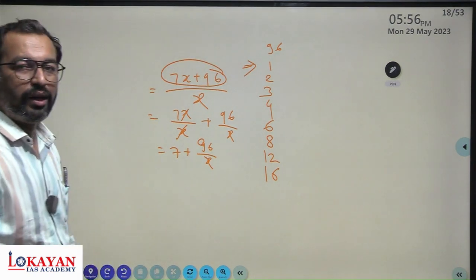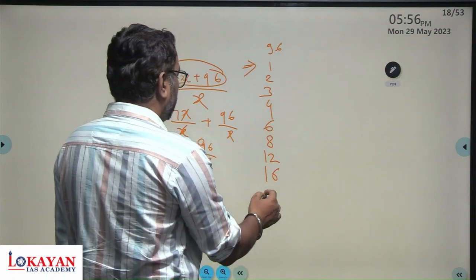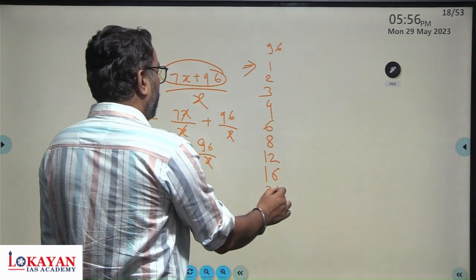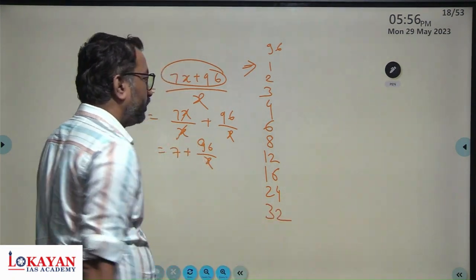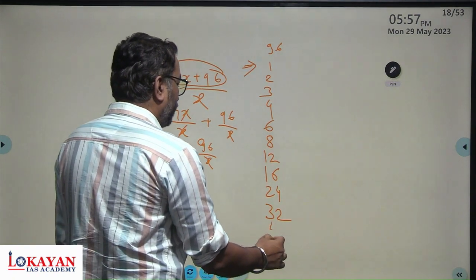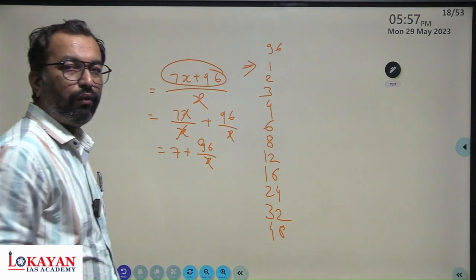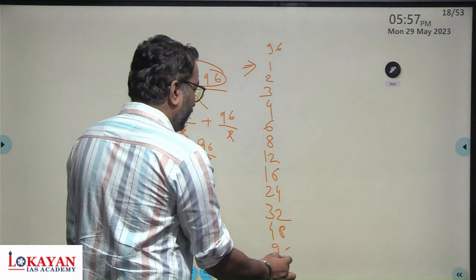If you know the tables, this becomes easier. After 16, 24, 32, 3s are 96, 48, 2s are 96, and 96 itself.